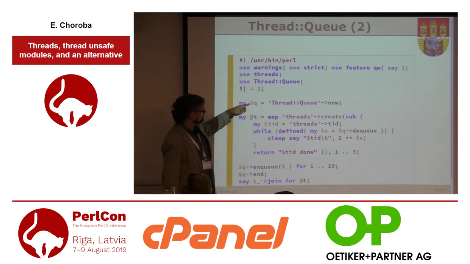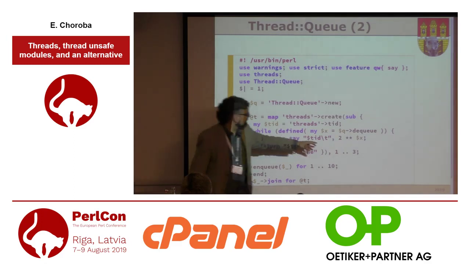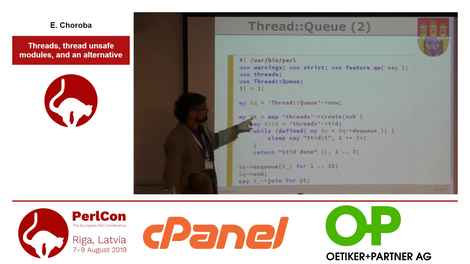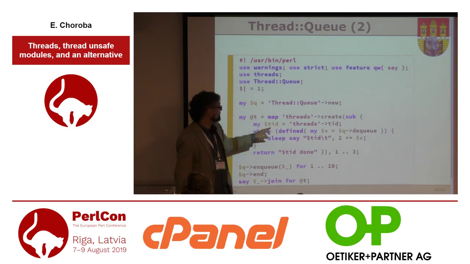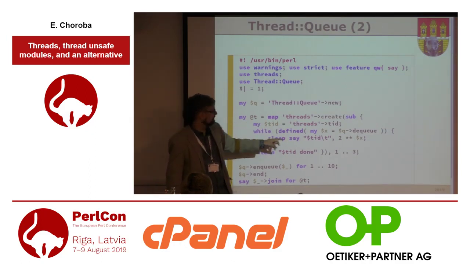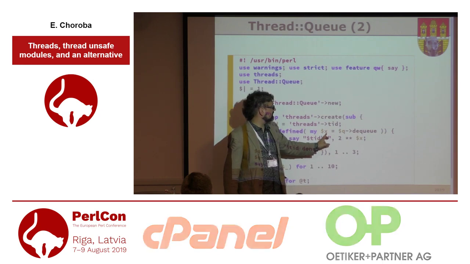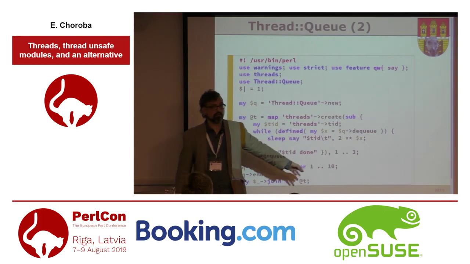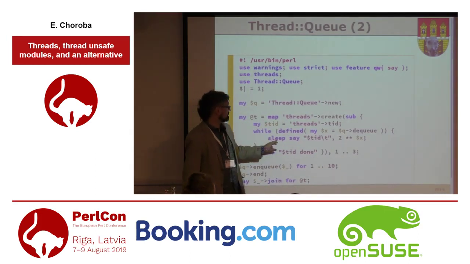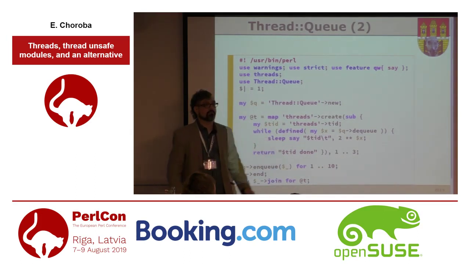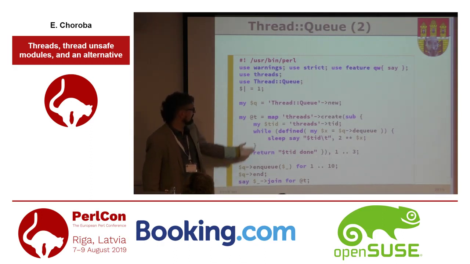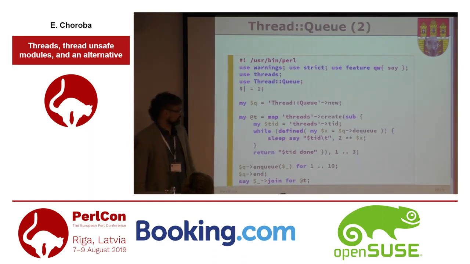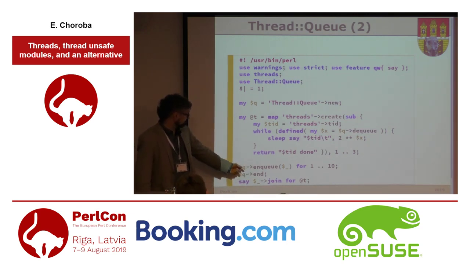So we don't have to specify threads shared anymore. It's handled in thread queue. So we create a queue. Then we create 3 threads. Each of them dequeues a value and prints 2 to the power of that value. Again, we pretend that it's like a long time computation by adding sleep 1 into the thread.